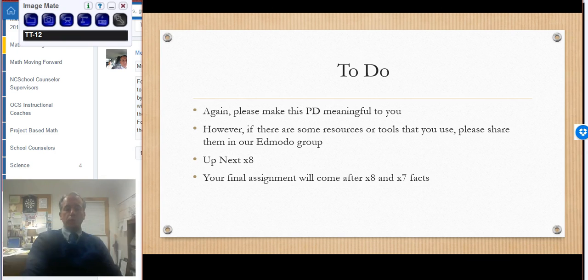As we shared with the last one, again, no assignment outside in this one. Next up, we're going to go to multiplying by 8. We'll have one final assignment as we finish these final 3. So this takes us through our 9s facts. We'll then hear our 8s and our 7s.